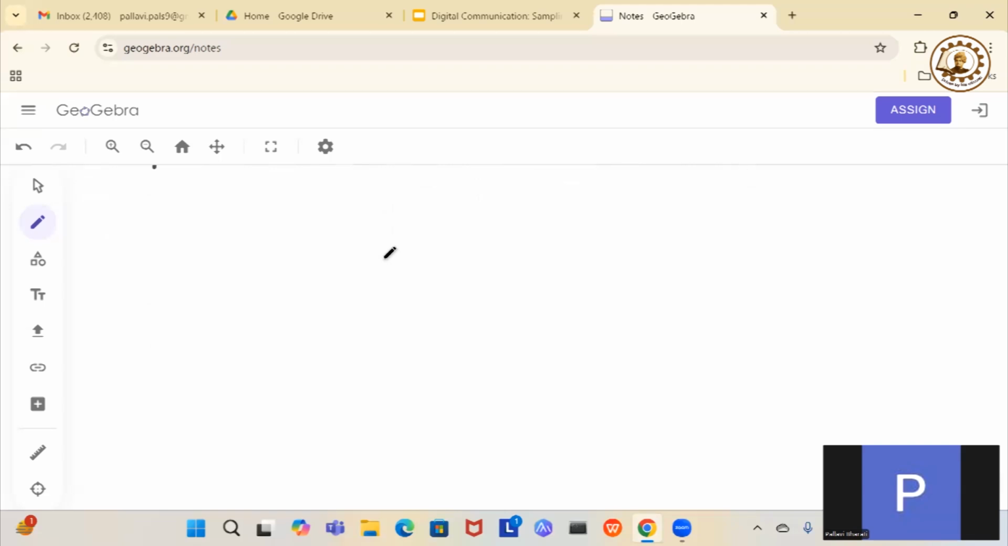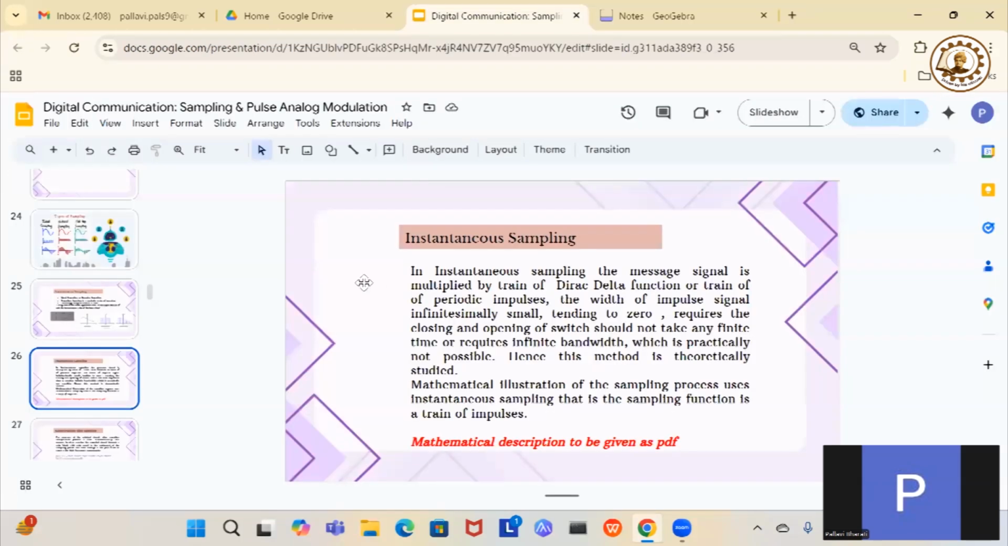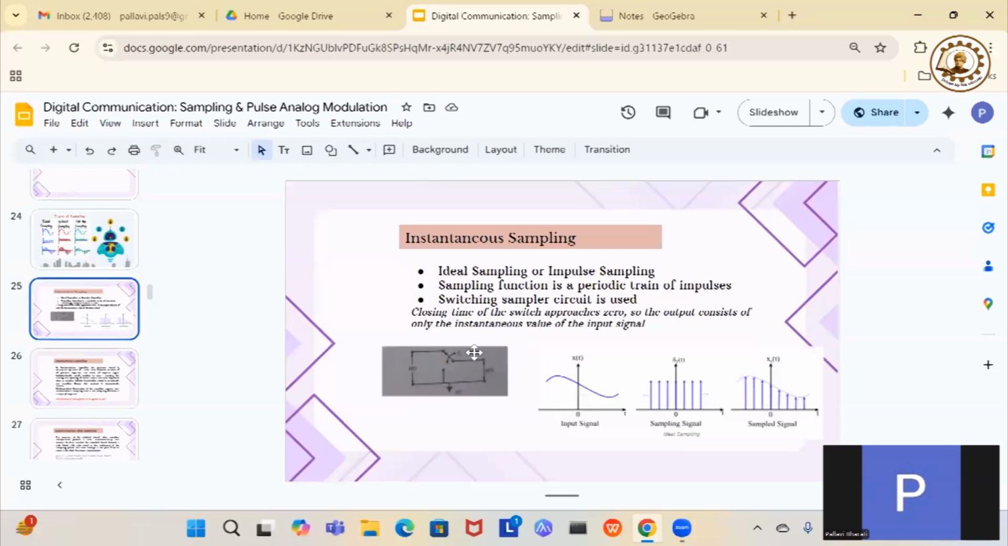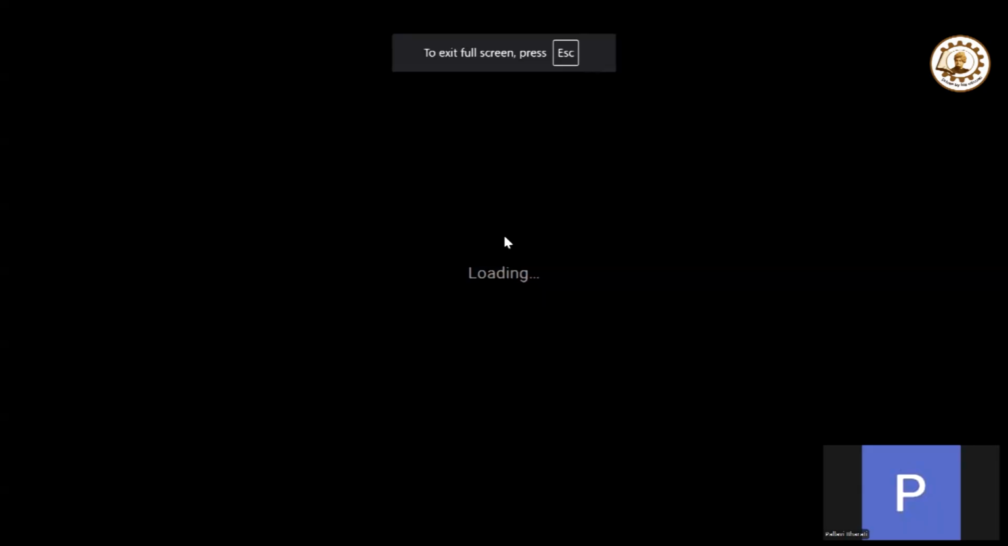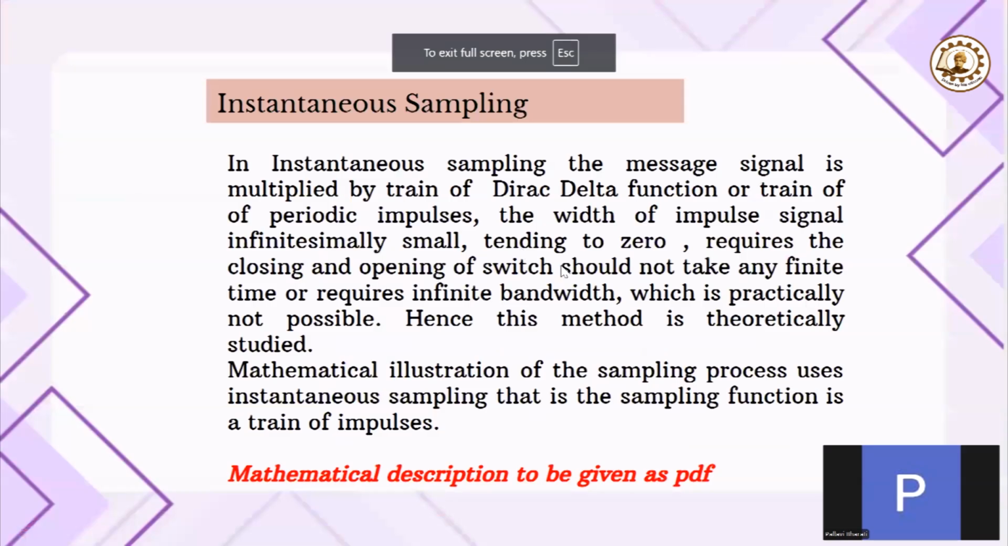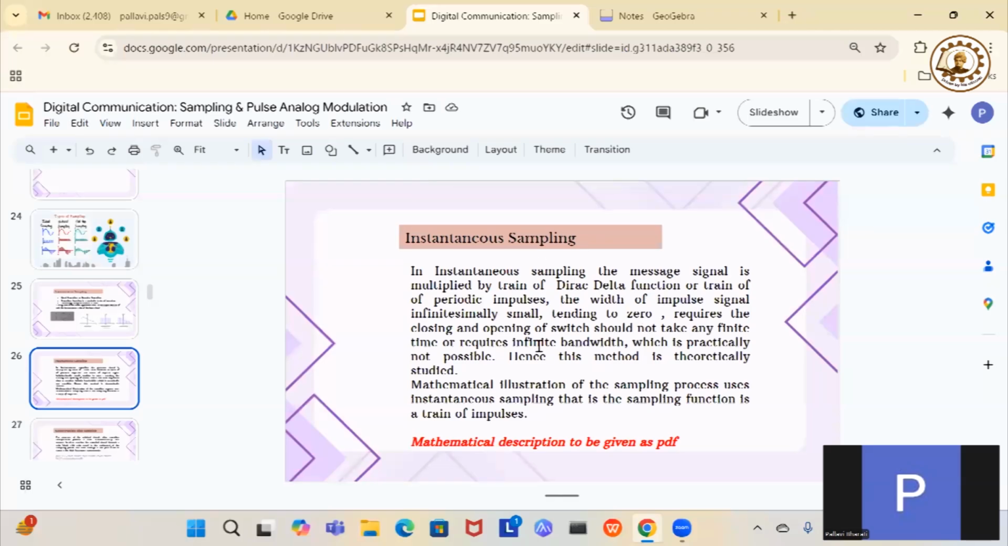So we were discussing ideal sampling, or instantaneous sampling. The problem with this is that the impulse signal does not have any width. So the switch that we are using over here has to be closed in a very small time. That means it requires infinite bandwidth, which is practically not possible. Hence, this method is theoretically studied, not practically realizable.